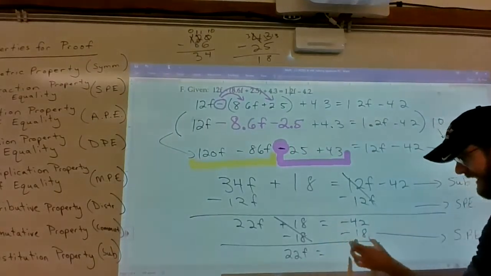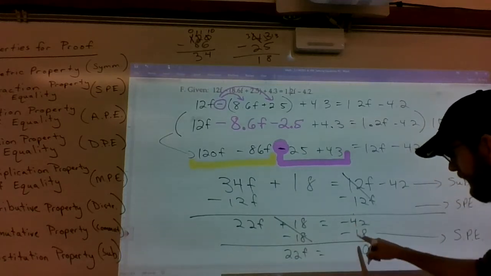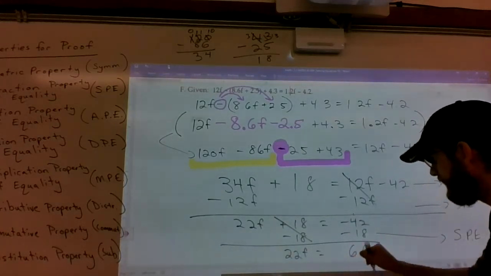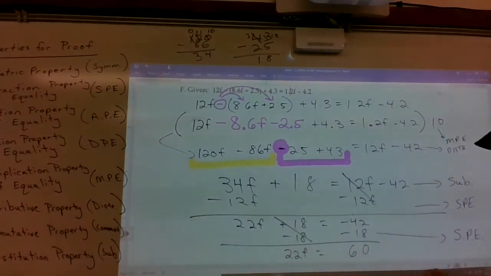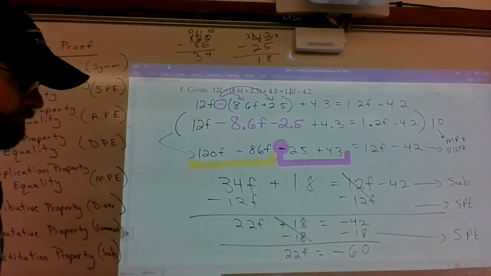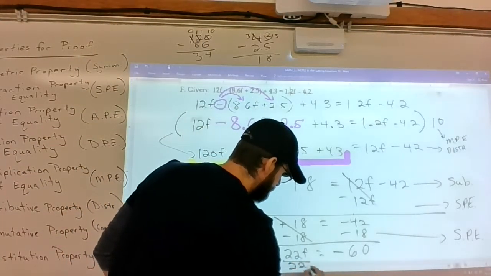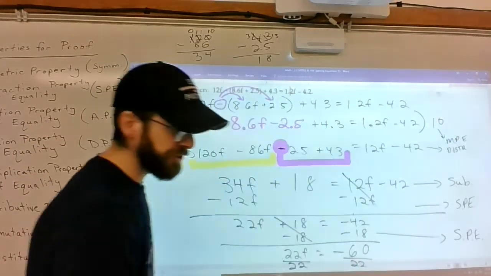Same sign, add them. 2 plus 8 is 10. Carry the 1, 5, 6. Same sign, add the 2, keep it negative. All right, then you divide by 22. Division property of equality.